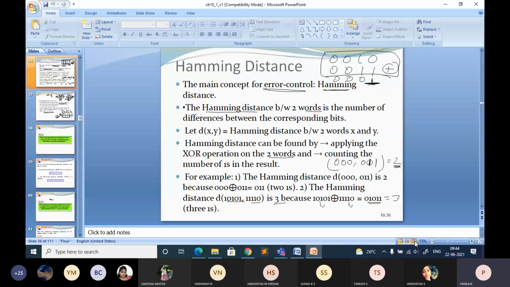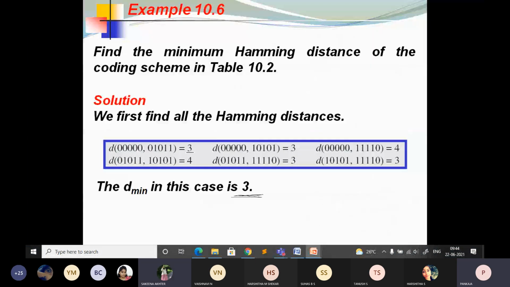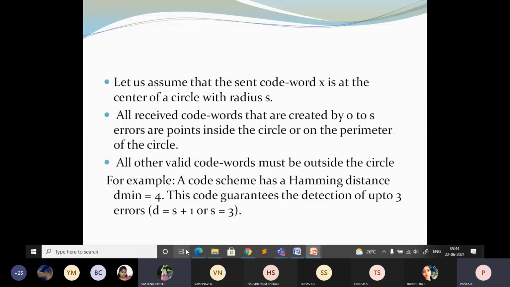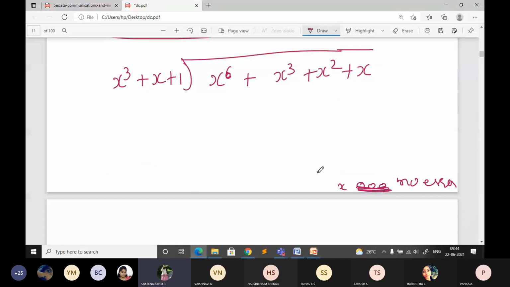Do you have any queries? Yes, excuse me, ma'am. Ma'am, can you just repeat this? How is x square plus x 101?